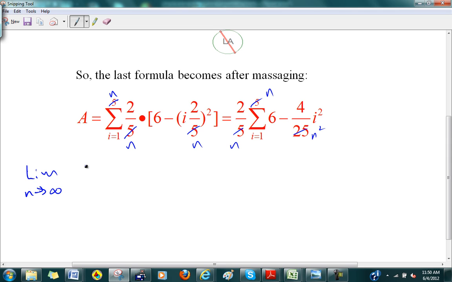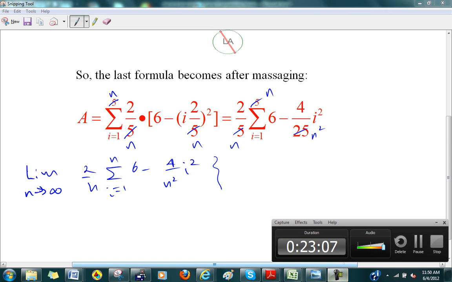Okay? So now what I want is the limit as n goes to infinity of this stuff here. So that's 2 over n, sigma i equals 1 to n, of 6 minus 4 over n squared times i squared. Guys got that? I want you to use the formulas on page 820 to simplify this and write this as a rational function, just like I did in number 15 a few minutes ago. So I'm going to pause here and get you guys to do this.